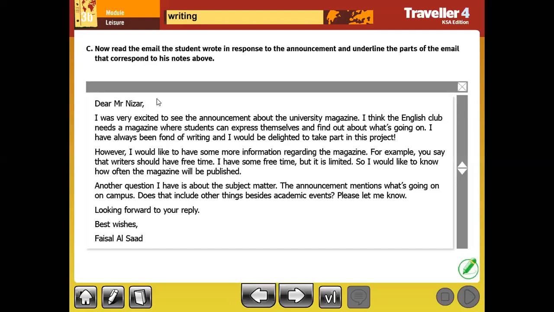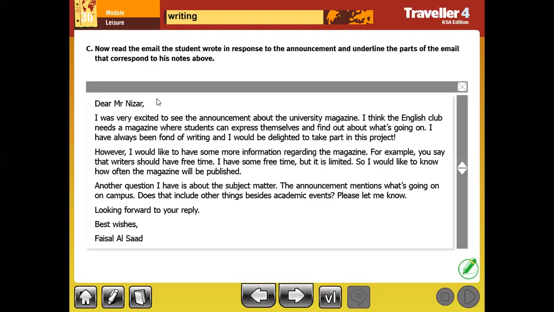It is limited. It's not much. It's small and restricted in amount. So his free time is not much. So I would like to know how often the magazine will be published. كم مرة هتنشر المجلة.